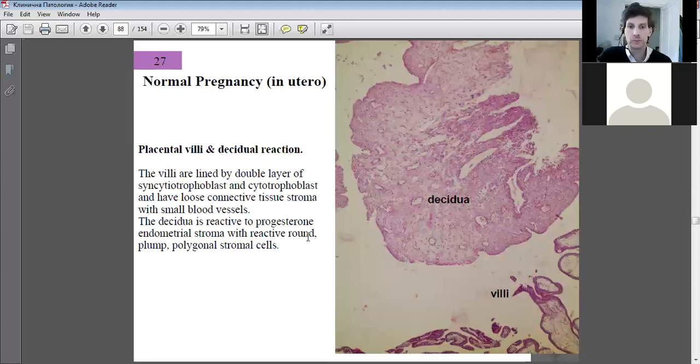The decidua are active to progesterone, endometrial stroma with reactive round plump polygonal stromal cells. So you've got the round structures there, surrounded by stromal cells. And this is going to help eventually with the formation of the placental and blood vessel connections for the growing embryo. All fairly normal, healthy, no example of disruption or abnormal cell division.